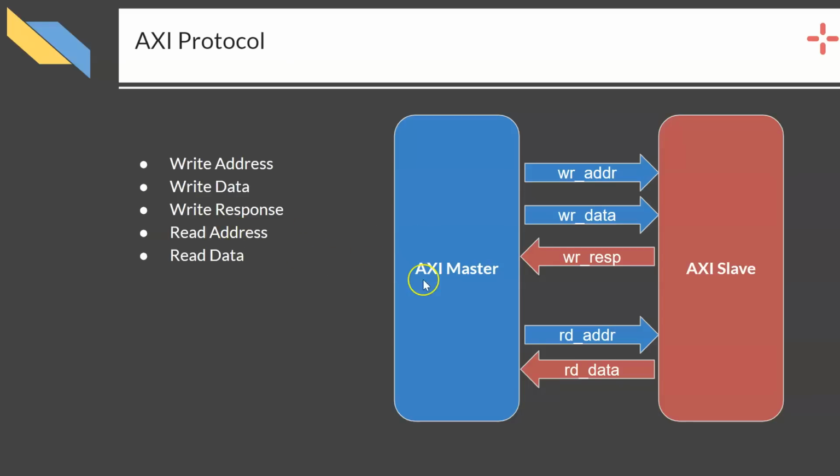In the same way, the master will request a read by sending a read address, and the slave will respond back with the read data through the read data channel. Note that there is no separate read response because the read data itself is a response. So these are the 5 different channels of the AXI protocol.